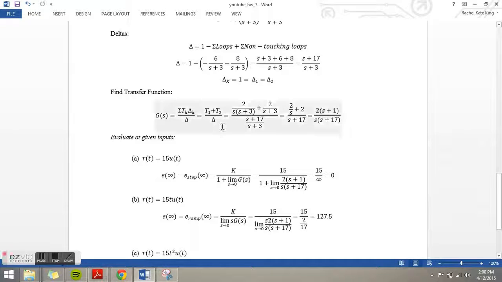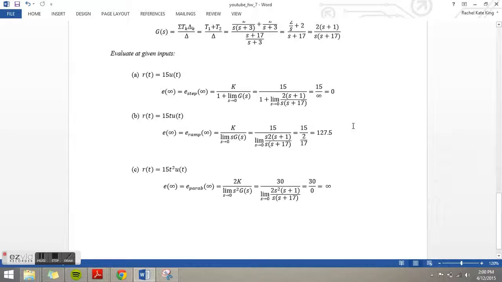So because delta sub k is 1, we end up with just the summation of our forward paths over delta, and when we break that down algebraically, we come up with this expression for the transfer function. So this is important when we evaluate the steady state error at our given inputs.